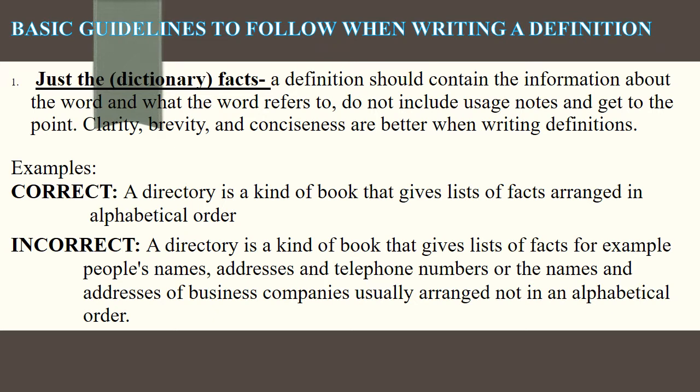An example for this guideline is this one. This is a correct sentence: a directory is a kind of book that gives a list of facts arranged in alphabetical order. Then the incorrect one: a directory is a kind of book that gives a list of facts, for example, people's names, addresses, and telephone numbers, or the names and addresses of business companies, usually arranged not in an alphabetical order.